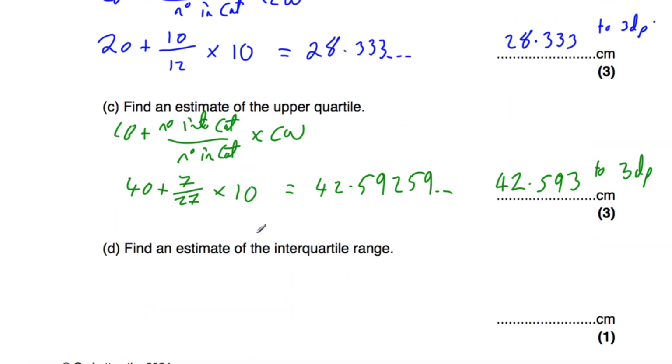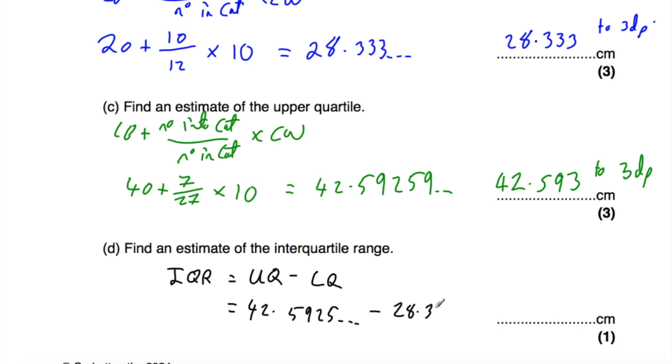Okay, then part D, our last part. Our last part says find an estimate for the interquartile range. So remember, the interquartile range, the IQR, is the upper quartile subtract the lower quartile. So our upper quartile will be 42.5925 and so on. I'm using the unrounded version here just because I want to increase my accuracy. Take away the lower quartile, which was 28.333 and so on. And when we do our estimate of the upper quartile, take away our estimate of the lower quartile, that'll give us our estimate of the interquartile range.